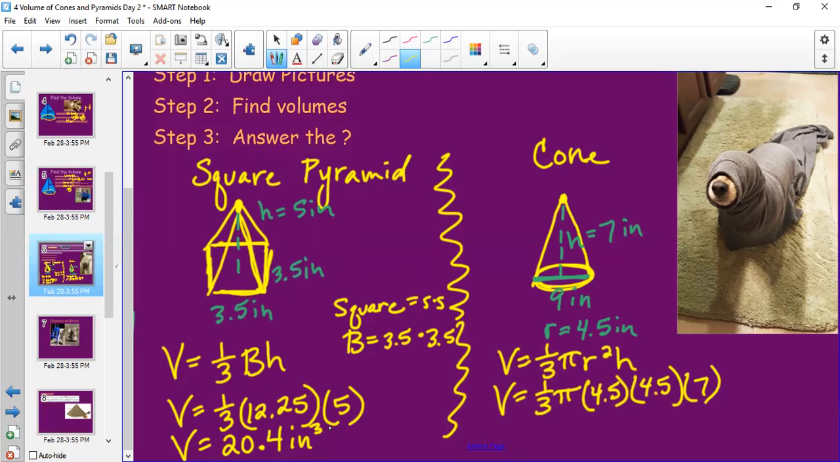Now, since this one is already in nearest tenth, I'm going to answer this one in terms of the nearest tenth. I am not going to put it in terms of pi because that would be really hard to compare the two. So I'm not even going to do that.